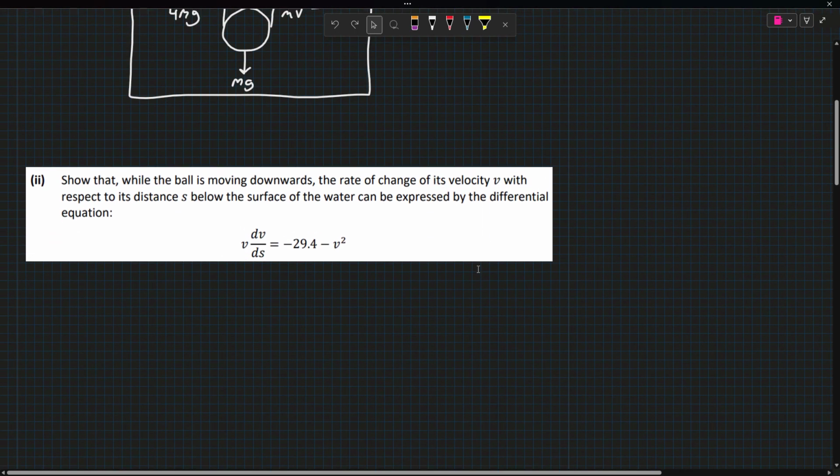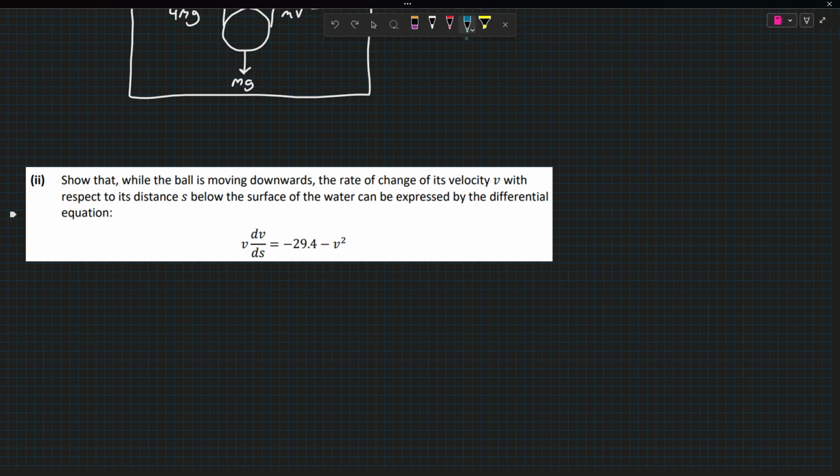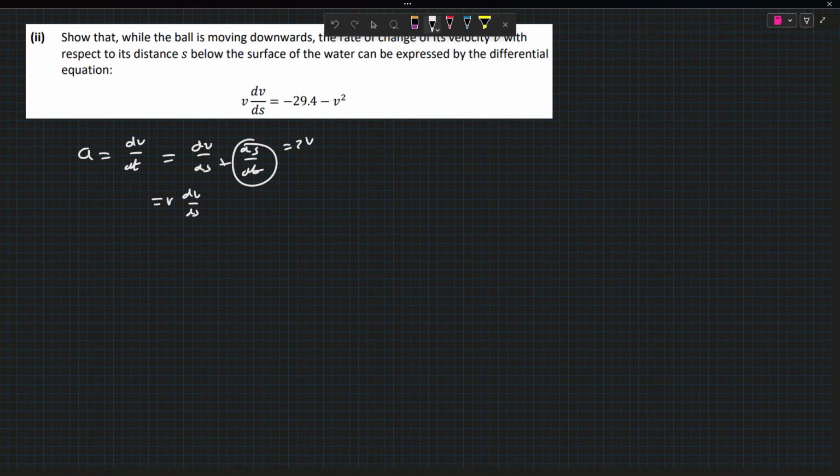Show that while the ball is moving downwards, the rate of change of its velocity v with respect to distance s is v dv/ds equals minus 29.4 minus v squared. We can do this fairly easily. The acceleration a is the rate of change of velocity over time, which we can split up as dv/ds times ds/dt. Now ds/dt is just v, so a is v dv/ds.